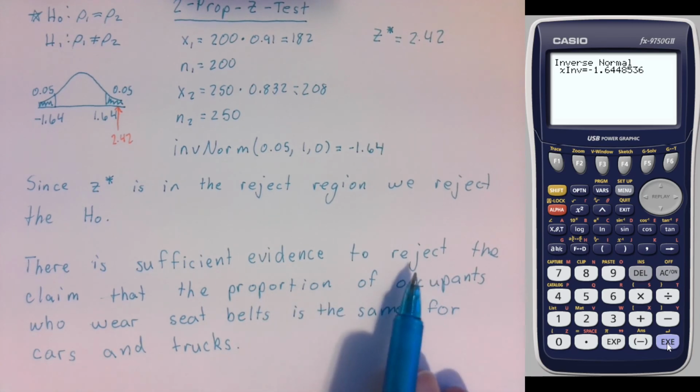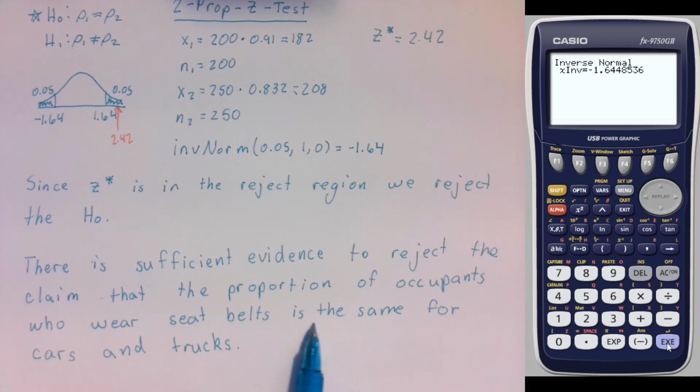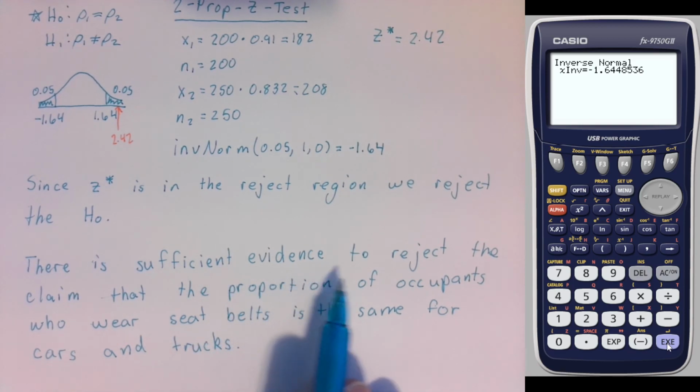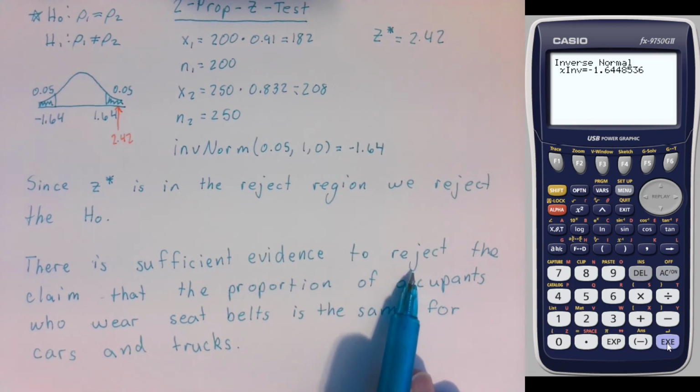Now, it's because we use the word reject that we say is the same down here, or we could say there's enough evidence to support that they're not the same. But since we want to say we reject the claim, we're going to stick with this wording. And that's it for example 1.